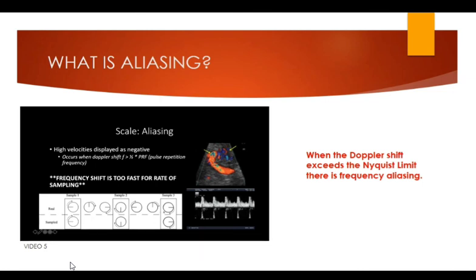And remember, I mentioned earlier briefly that the scale is essentially a product of sampling rate. And so if the blood flow is too high, namely if the Doppler shift is more than half of the PRF, or pulse repetition frequency, that's when you get aliasing. But don't worry about that. The takeaway is the basic principle of aliasing. What is it and what does it look like on the images?